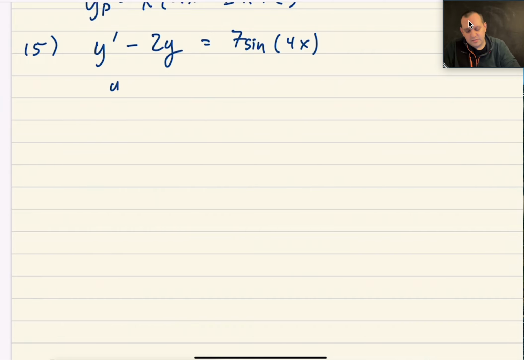Well, we have to look at our particular solution and our complementary solution. Our complementary solution will just be c1 e to the 2x. There's not really anything interesting. This is actually a first order linear differential equation.